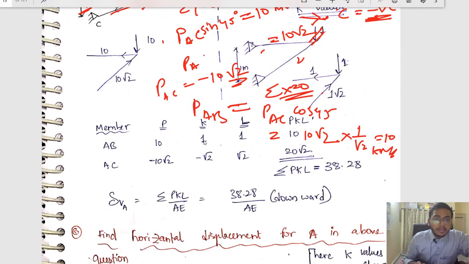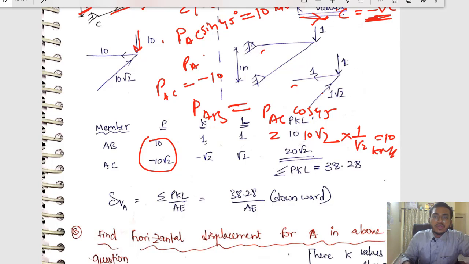So I got my P values 10 and minus 10 root 2. Okay, now let us get K values. What you have to do? In place of 10, just use 1. I have already solved; now you do on your own and get your values.